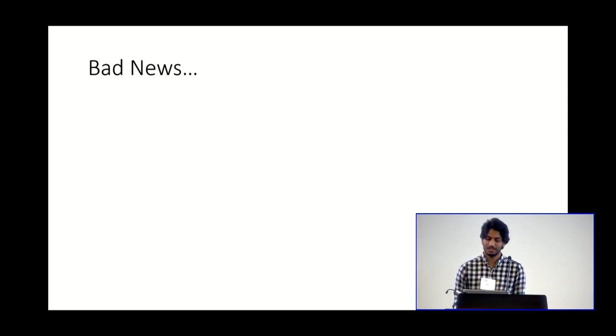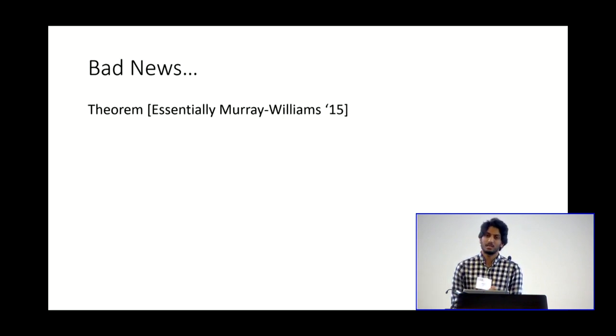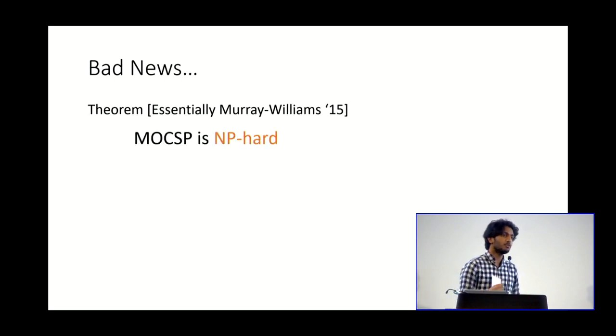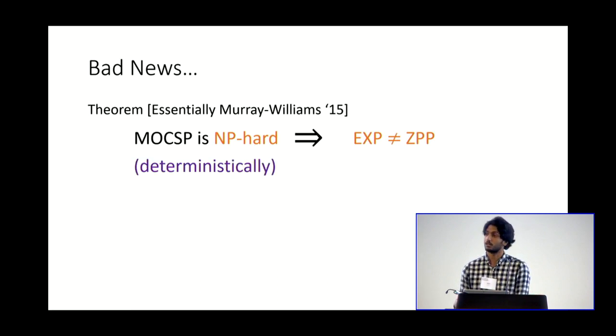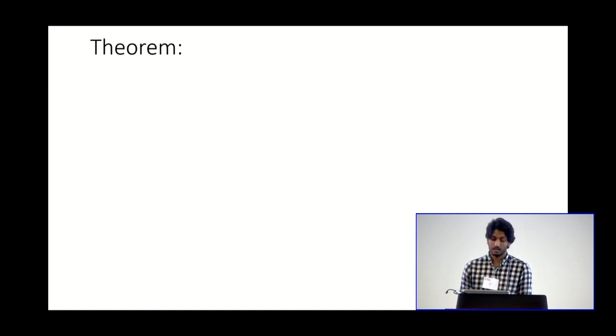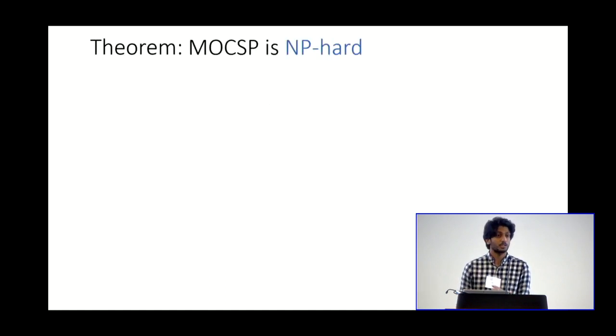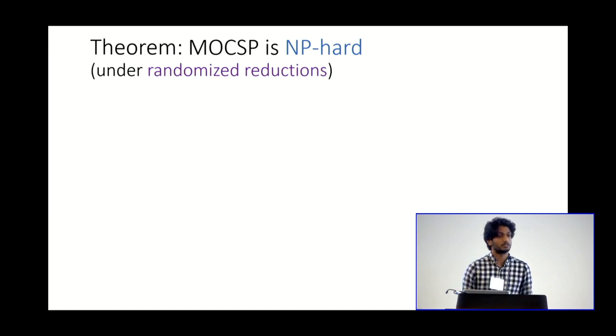And unfortunately, there's some bad news here. Using essentially the same techniques as a paper of Murray and Williams from 2015, you can show that if you proved MOCSP is NP-hard, then you have a breakthrough complexity class separation, which doesn't mean that it's not NP-hard, but it means it would be really difficult to show. But fortunately, when I say that MOCSP is NP-hard, this is NP-hard under the standard notion of NP-hardness reductions, in particular, a deterministic reduction. And in our main theorem, we show that MOCSP is actually NP-hard under randomized reductions.